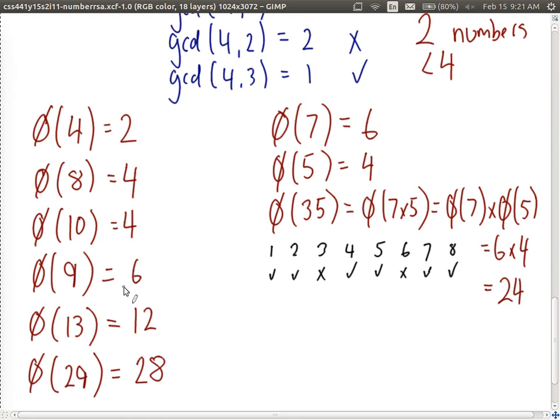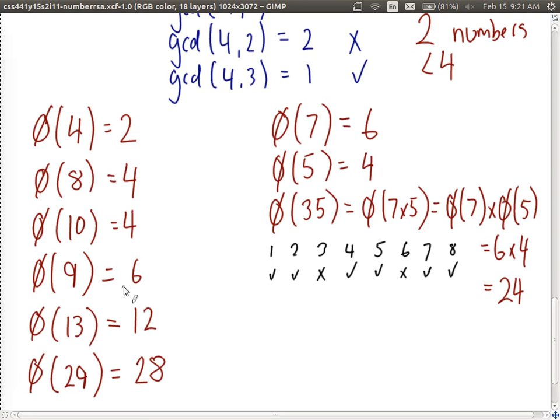If we can't do that, then we need to go the long way. Try all numbers up to n. Try numbers 2, 3, 4, and check them all, and check if their greatest common divisor with n is 1. When n is large, calculating the totient is very slow. If n is large enough, you cannot calculate the totient within reasonable time. And that will be a security feature.